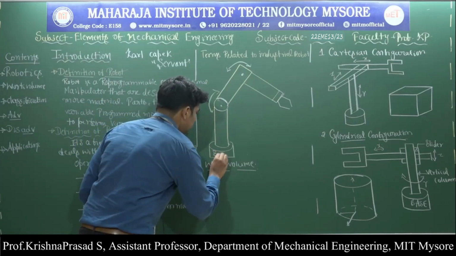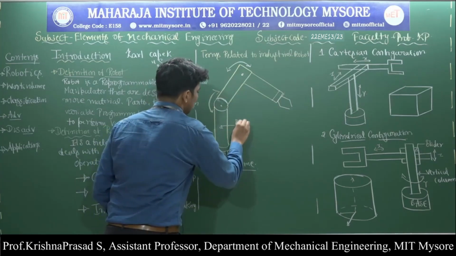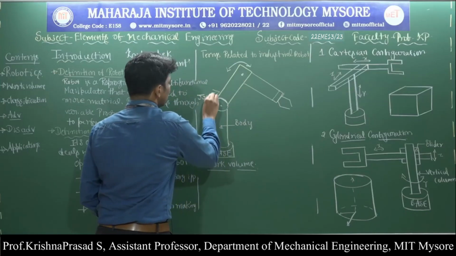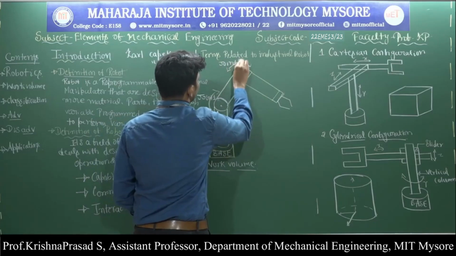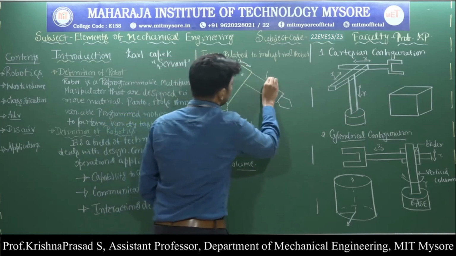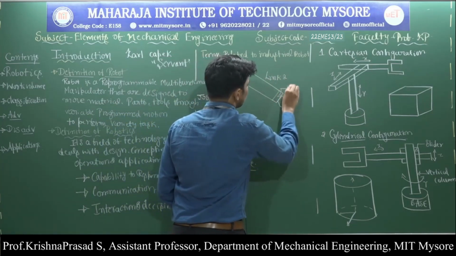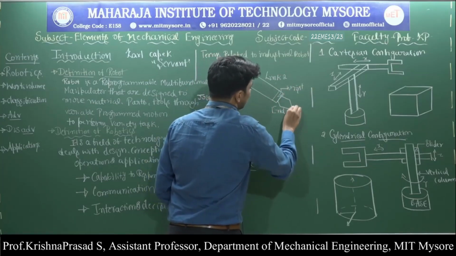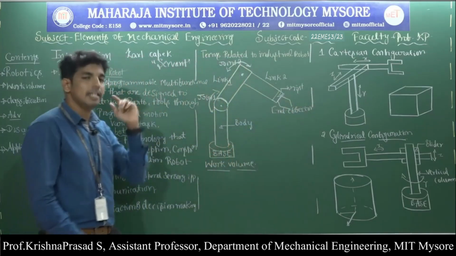Observe here, this is the base, and this is the body, and this is the joint. I will call it joint number one, and this is joint number two, and this is link one, and this is link two, and this is called the wrist, and this is called the end effector. First we need to know one by one what is meant by the link.